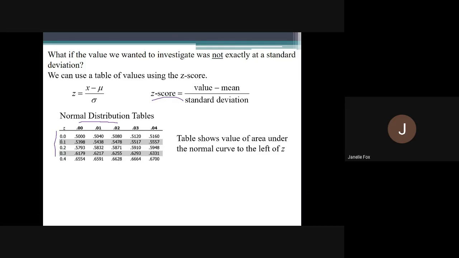Some z-tables, like the z-table you look at in the back of your packet, only have positive numbers for the z-scores. There is another version that has negative numbers. We're only going to use the positive one just because it's the first time we've seen it and we want to make it easy for ourselves.